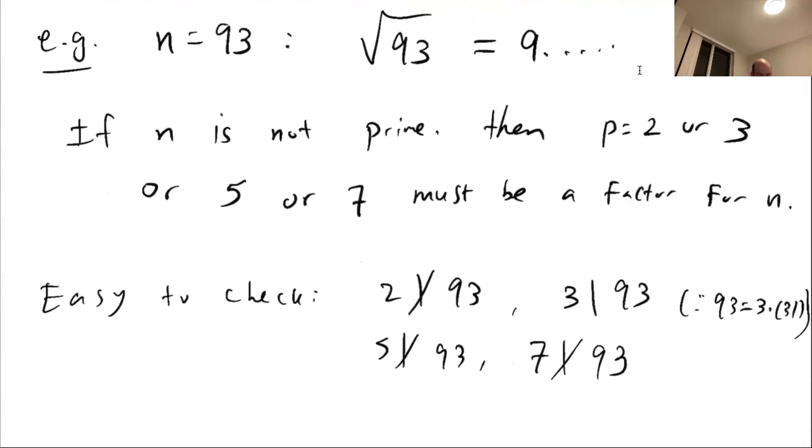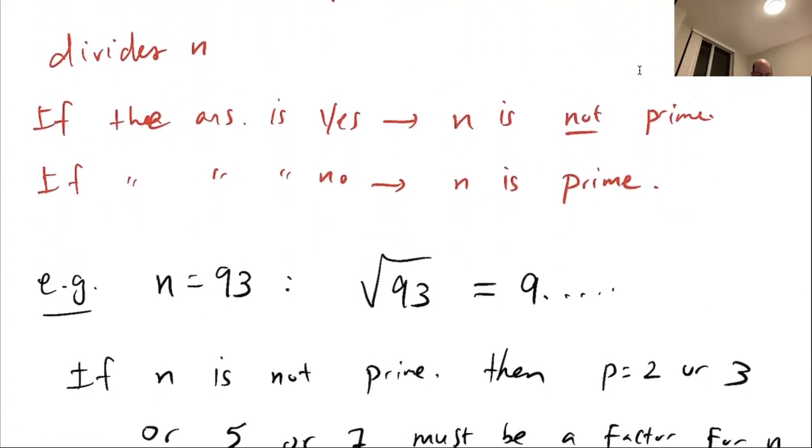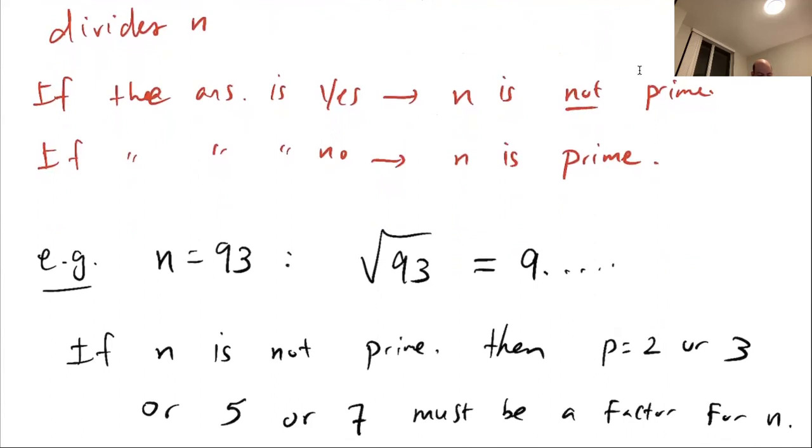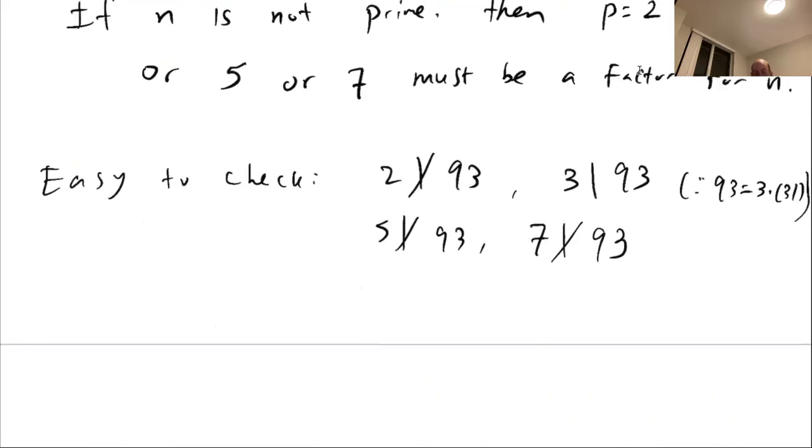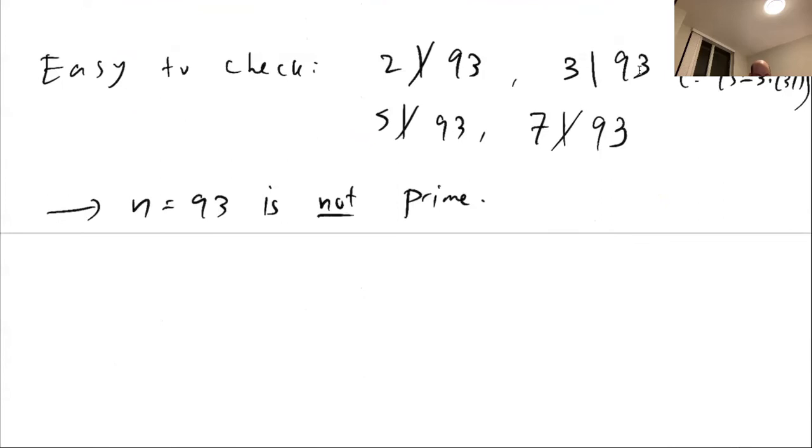So that means one of these 4 candidates divides 93. We said that if the answer is yes, if one of the numbers divides, then n is not prime, because of course it has a factor other than 1 and itself, at least one factor, which is 3, and 3 is not 1 or 93 itself. That means 93 is not prime. But if I want to give another example, let's say 97. What about 97?